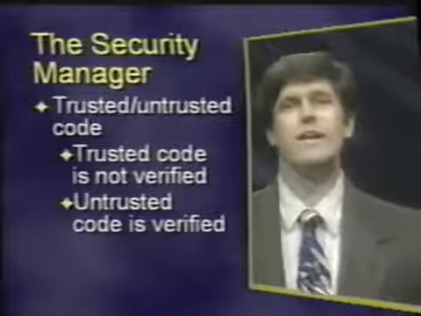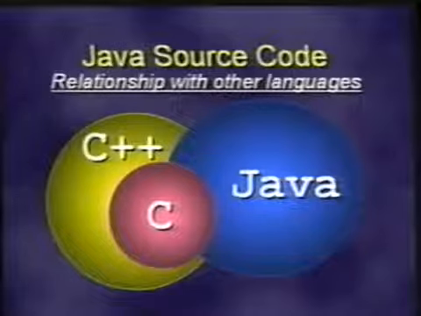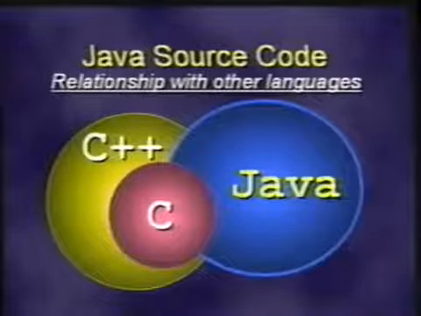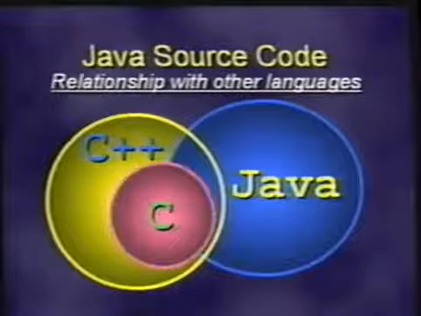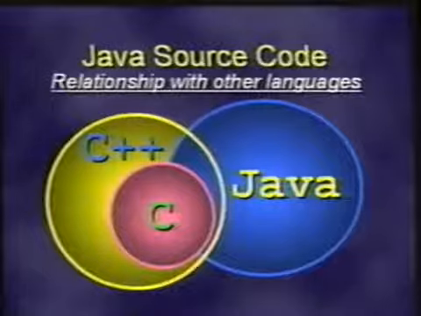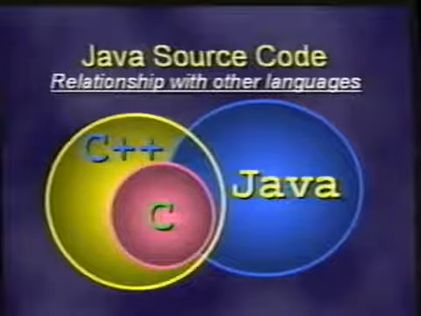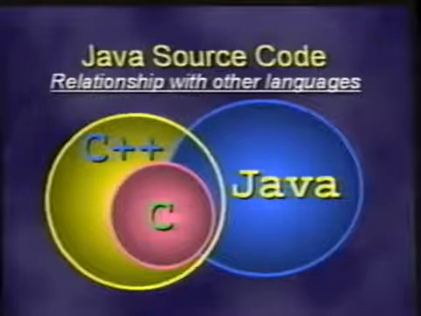So let's look quickly at the relationship of Java source code, of the Java language, with other languages. Java is not a superset of C++, it's not a superset of C, but it borrows heavily from both of these and has a lot of the same properties. But it is a different language. There are things that you can do in C that you can't do in Java, there are things you can do in C++, and there are things in Java that you can't do in either of those.